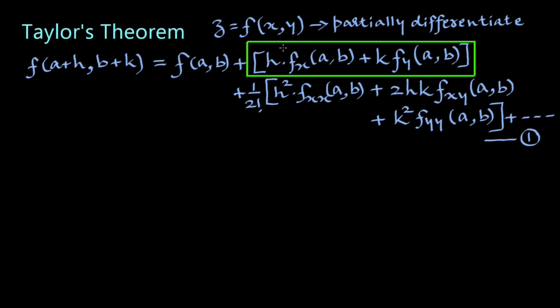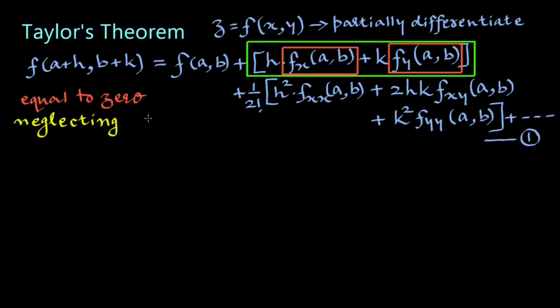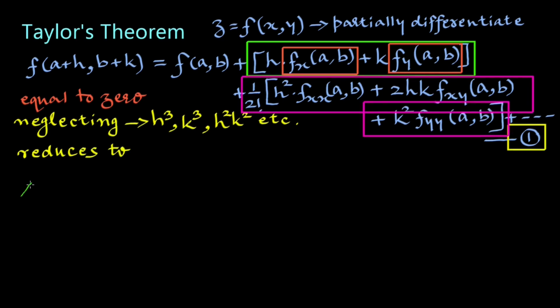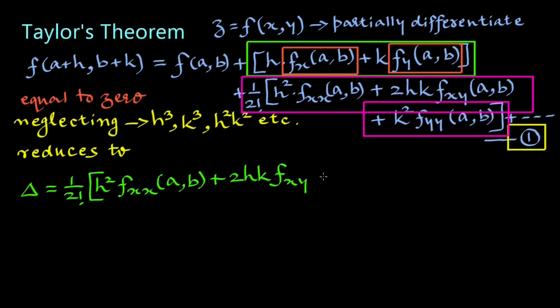Now with f_x(a,b) and f_y(a,b) both equal to 0, neglecting higher order terms h cube, k cube, h square k square, etc., this equation 1 reduces to this much only. So delta is 1 upon 2 factorial [h square f_xx(a,b) plus 2hk f_xy(a,b) plus k square f_yy(a,b)], and we name this.